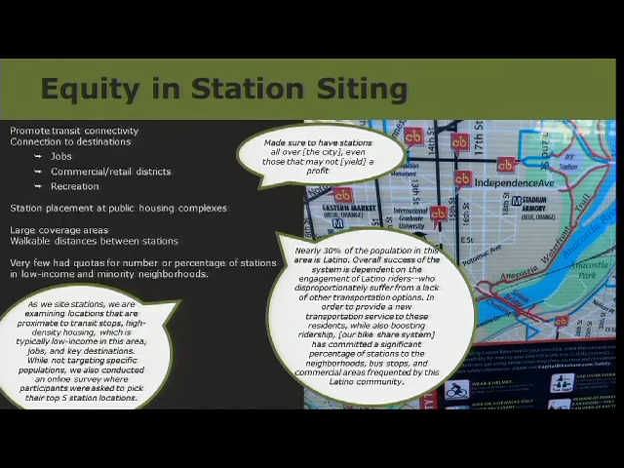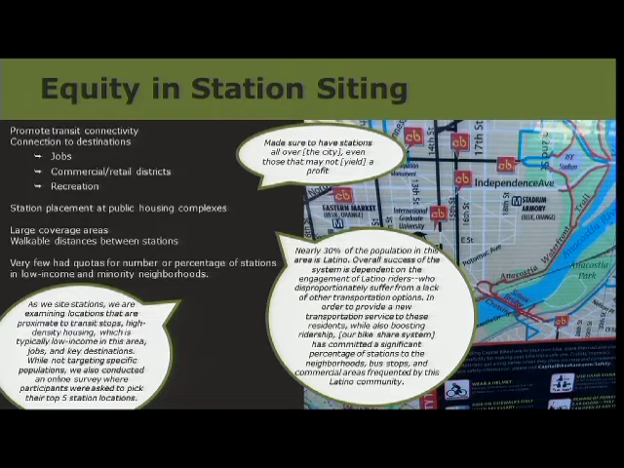So in station siting, there was a lot going on here and how they were thinking about what they were doing to incorporate equity for station siting. They were wanting to use station siting for equity purposes to help their targeted equity populations connect to jobs, connect to commercial and retail districts, and connect to recreation. They were also focusing station placement on public housing complexes, to put those stations directly in front of the houses of the populations they were wanting to target.